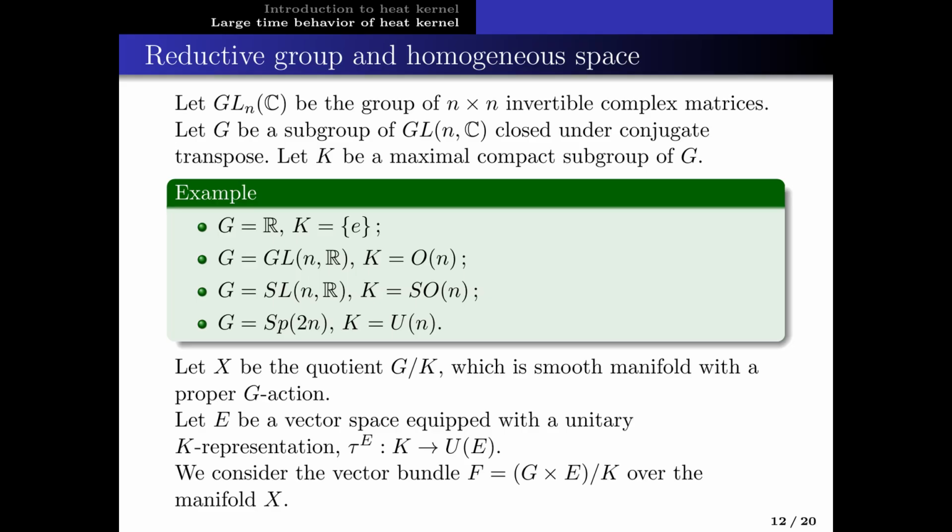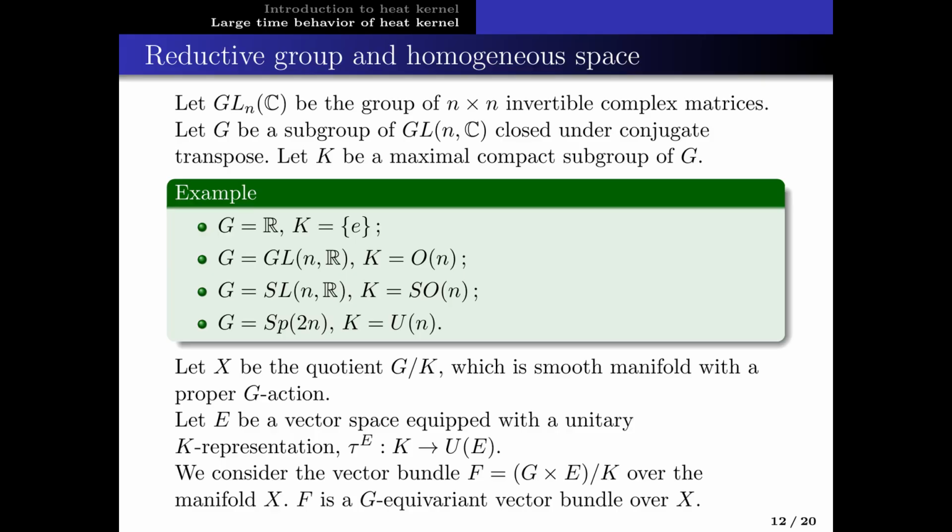Remember, I took the right cosets, and K also acts on E through the representation. So we have taken the quotient. This is now a nice Hermitian vector bundle over the manifold X, and that's the vector bundle over X we are looking at. Okay?